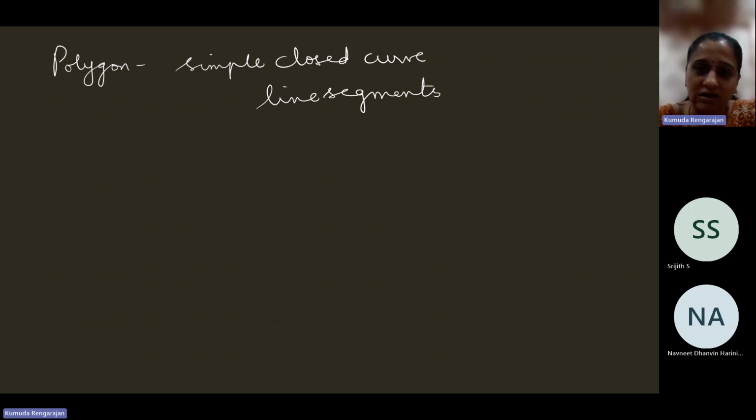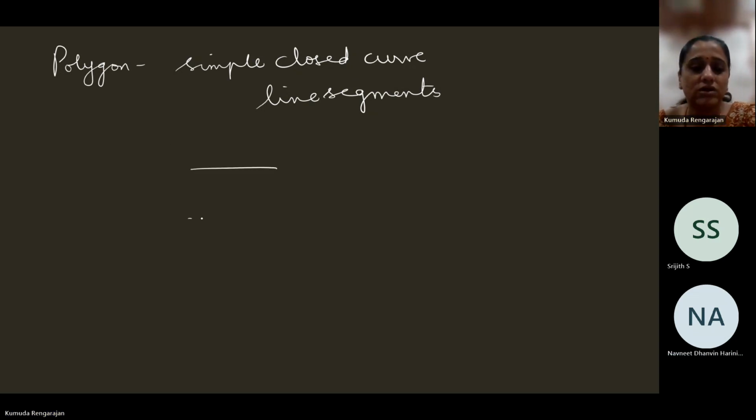A polygon is a curve. It's a closed curve. It's a simple closed curve, which means it should not intersect itself. And also, it should be made of only line segments. All these four conditions must be satisfied for a figure to be called a polygon. A polygon is a curve, a closed curve, a simple closed curve, and a simple closed curve made of only line segments.